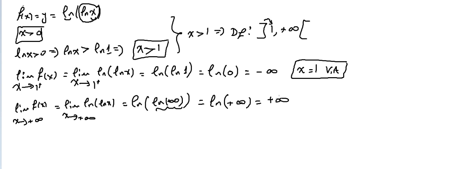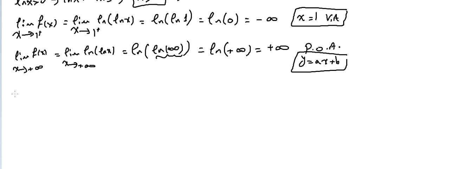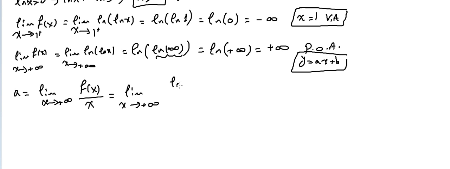Since the limit of f of x as x approaches infinity is infinity, we have the possibility of an oblique asymptote, and the oblique asymptote is a straight line of the equation y equal ax plus b. Now we have to find a and b, if we can. What is a equal to? It's always the limit as x approaches plus infinity of f of x divided by x.